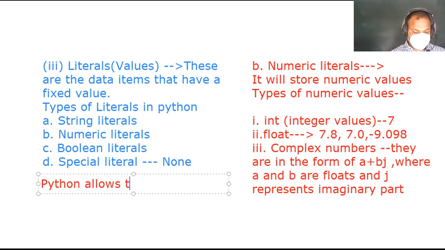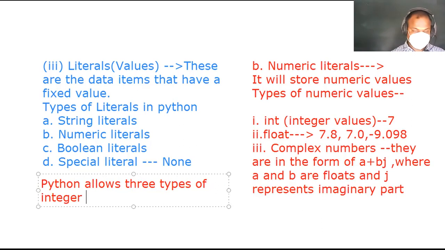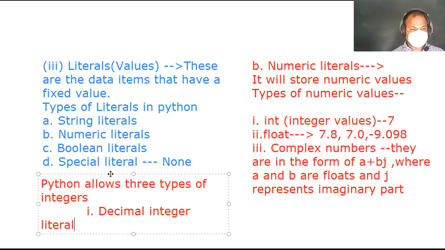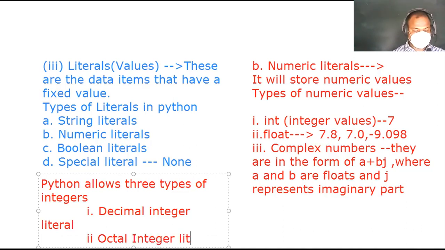Python allows three types of integers. First one is the decimal integer literal, and the second one is the octal integer literal. Decimal, the number system that we use, is the decimal number system, so no need to worry about that, as it uses 0 to 9.